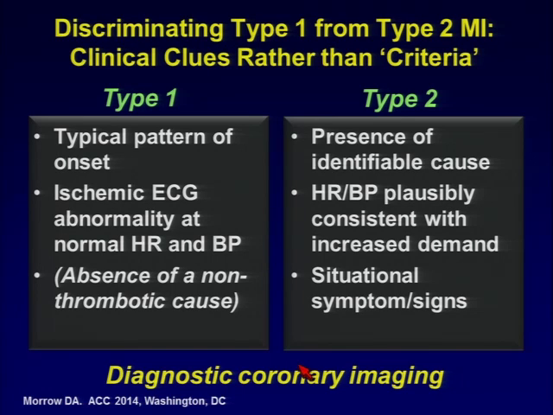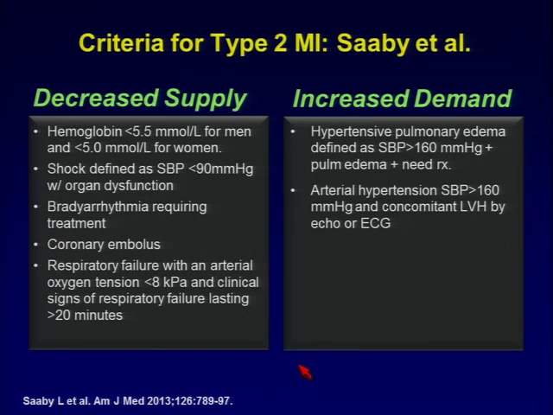And that, I think, is the most important element, that the heart rate and the blood pressure may be plausibly consistent with increased demand, and that the symptoms or signs of ischemia are situational, such as in the setting of tachycardia in the postoperative state, rather than existing at rest in bed with severe chest pressure that's been crescendo over the preceding week. Diagnostic coronary imaging obviously is helpful in that circumstance, but not always something that we pursue.